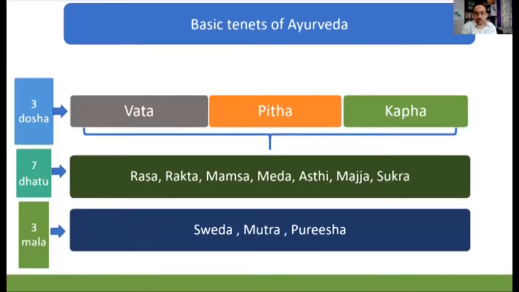As we all know, the basic tenets of Ayurveda say that the governing principles of body physiology include 3 doshas, which are Vata, Pitta, and Kapha. The body is made up of 7 basic elements called 7 dhatus: Rasa, Rakta, Mamsa, Meda, Asti, Majja, and Shukra. And also the 3 main excretory products called malas: Sweda, Mutra, and Purisha. That's just a preamble.